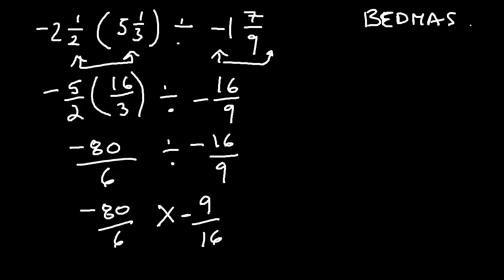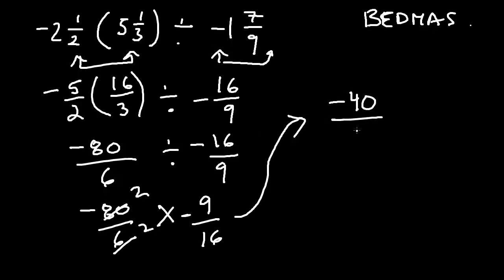Okay, so what's the next step? Well, now we just multiply these out. But to make our problem easier, what we can do is simplify our fractions here. Because negative 80 over 6, for example, well, we can rewrite that as what? Well, 80 and 6 are both divisible by 2. So we can write negative 80 over 6 as negative 40 over 3, and then multiplied by negative 9 over 16.